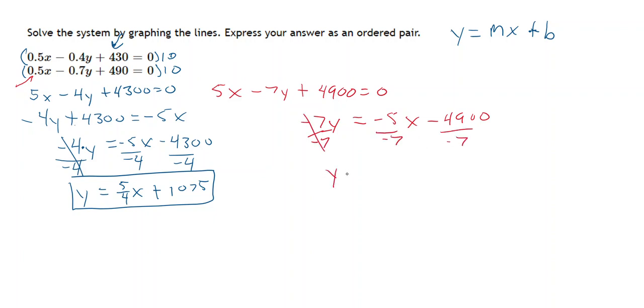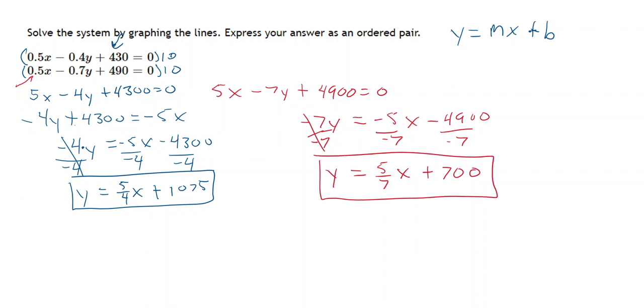So we get y is equal to, negative divided by a negative becomes positive, so 5 over 7x. All right, and then negative divided by a negative becomes positive. And then this is just 700. All right, so that's our second equation. So we can graph that now. All right, so how do we graph that?